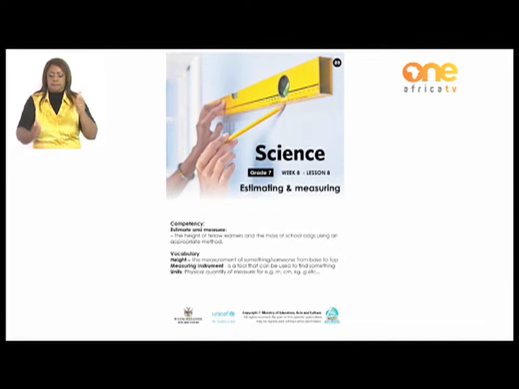The words that you need to know are height, definition of height: the measurement of something, someone, from base to top, that is the definition of height. Measuring instrument is the tool that can be used to find something. Units or measuring units, physical quantity of measure, for example, meter, centimeter, kg, etc. Let's move to page 24.